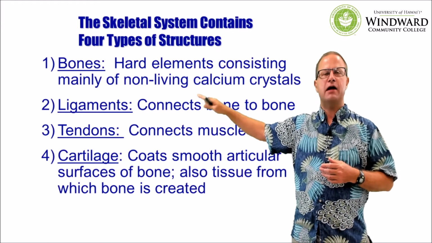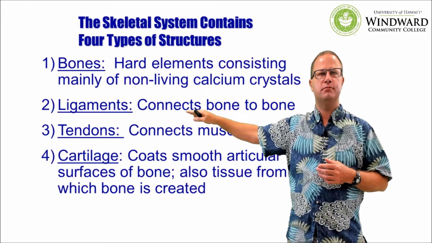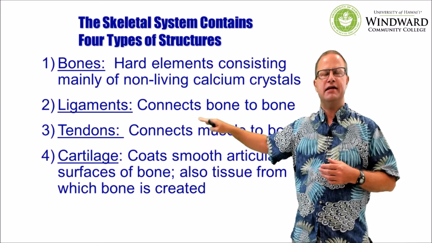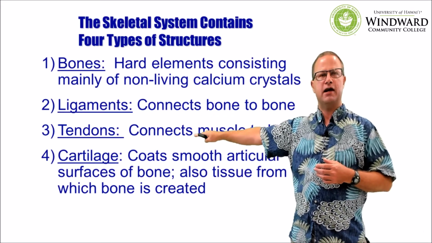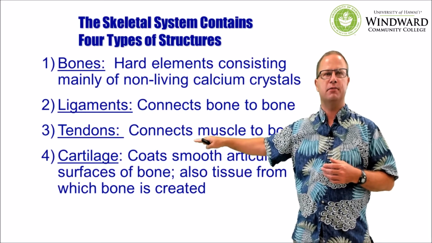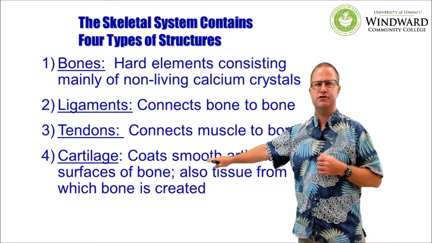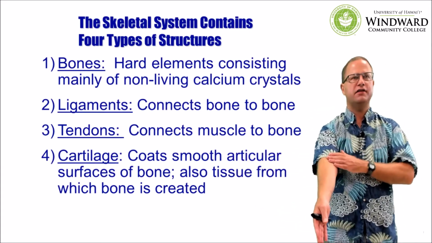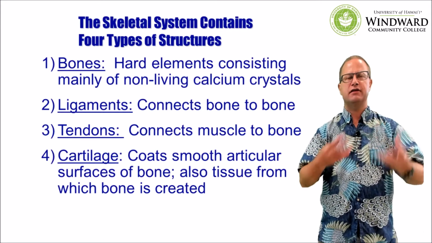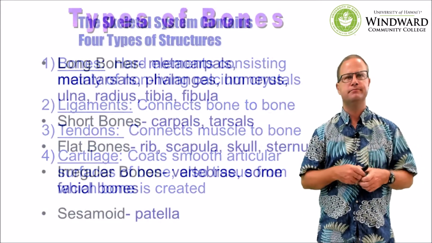Ligaments are made up of fibrous connective tissue, which helps connect bone to bone. And then we have tendons. Tendons are also made up of dense, regular fibrous connective tissue, and they connect muscle to bone. And finally, we have a lot of cartilage associated with bone. We find cartilage on the articulating surfaces of bones, and this allows for smooth, friction-free movement.